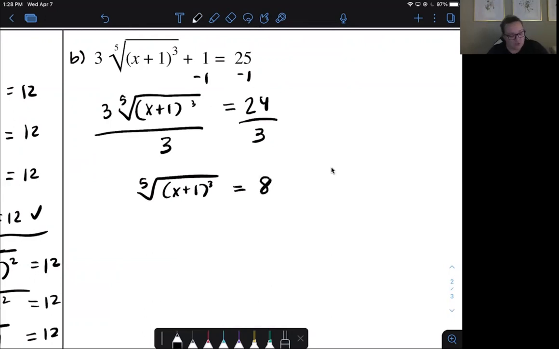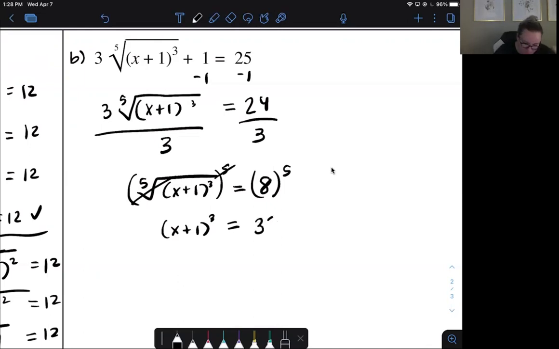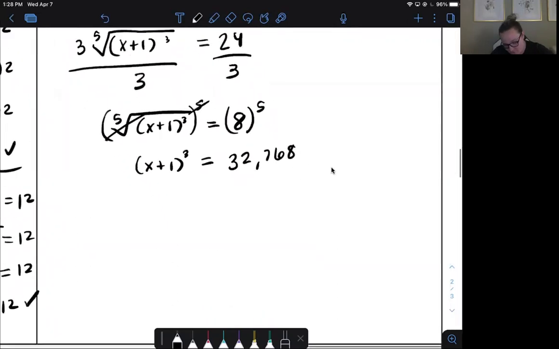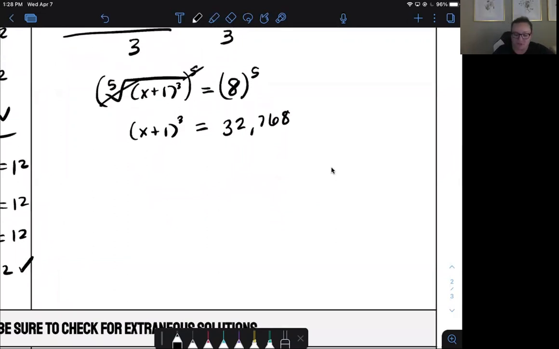Then how are we going to cancel the radical? So how do I cancel the 5th root? I take it to the 5th power. So x plus 1 cubed is equal to 8 to the 5th. What's 8 to the 5th? 8 times 8 times 8 times 8 times 8 is 32,768. So x plus 1 cubed is equal to that big number.